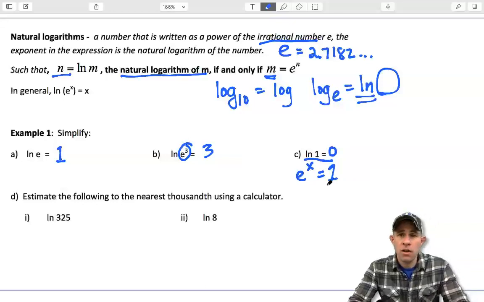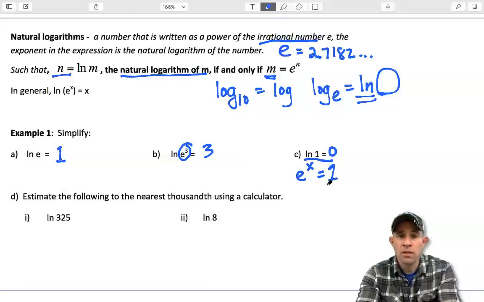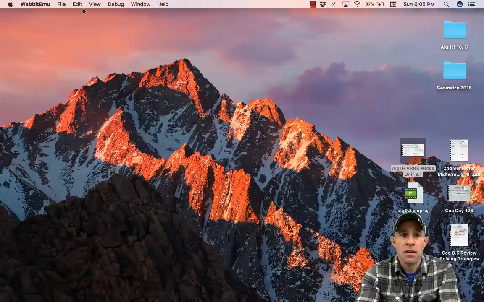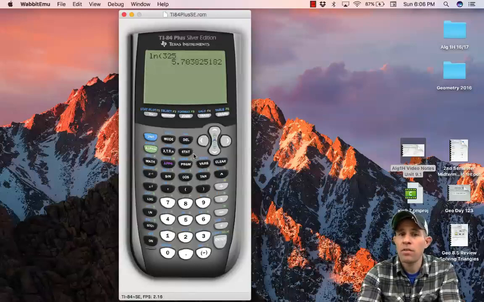Now, you do have the natural log button on your graphing calculator. So if you grab your graphing calculator, we'll show you what that looks like. These next few examples ask us to use our graphing calculator to round to the nearest thousandths. So let's take a look at the natural log of 325. If we get our calculator going here, and we delete all that on there, you'll notice the natural log button is right down here on the left hand side. You'll see ln. So if we take the natural log of 325 and press enter, we see that we get 5.784. We'll round that to the nearest thousandths.